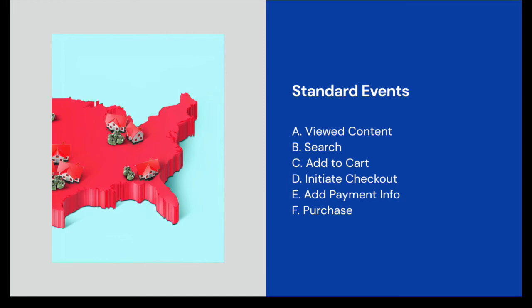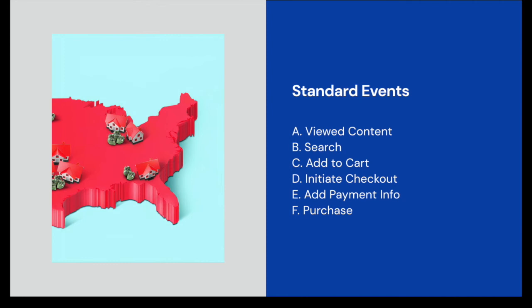So that leads us right into our next slide, which is talking about what are the standard events that Shopify automatically populates. So there's a couple of them. These are the main ones: viewed content, search, add to cart, initiate checkout, add payment info, and purchase. So obviously the big ones here that we really care about are mainly going to be purchase and add to cart.